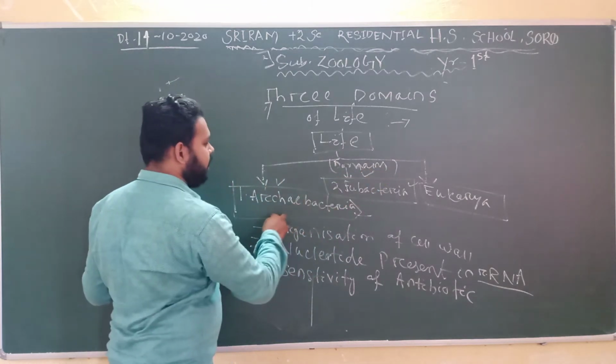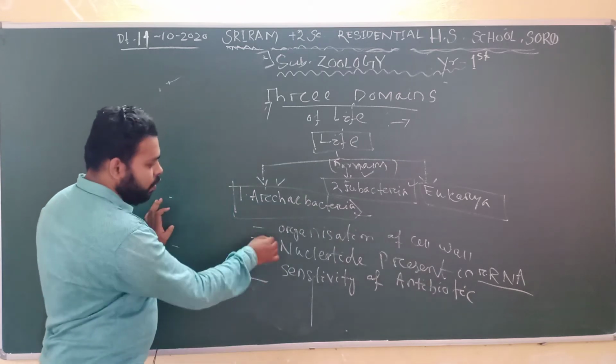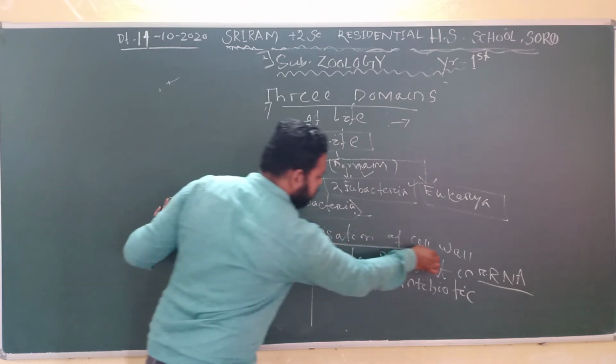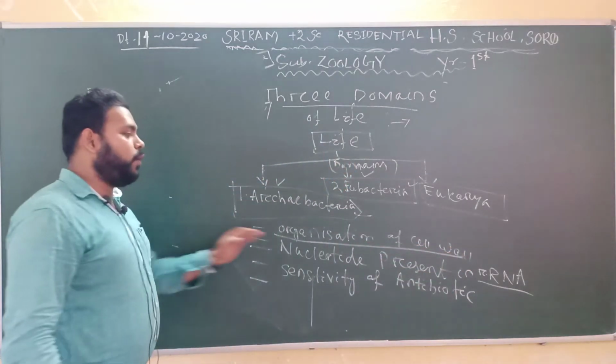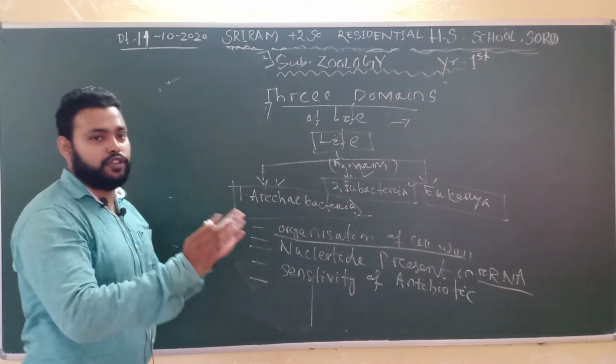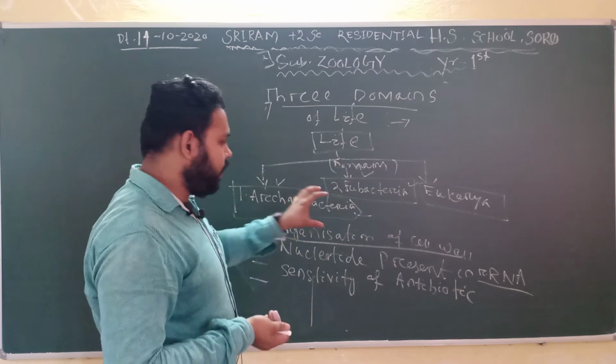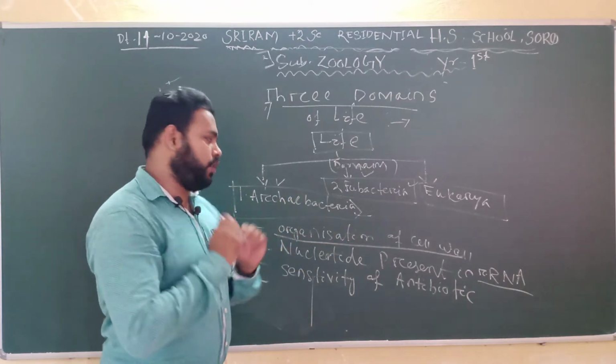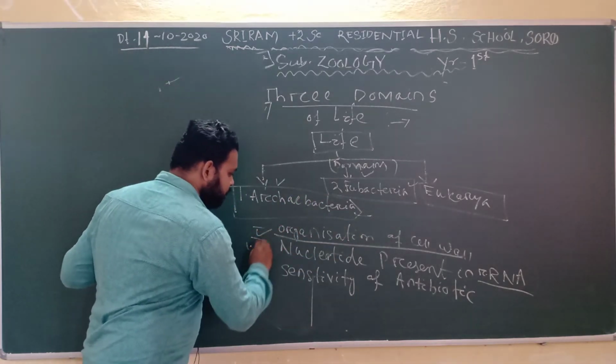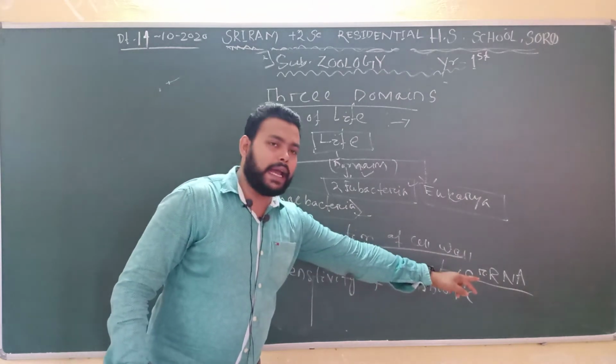One is the Archaebacteria and another one is the Eubacteria. What is this? Organization of the cell wall. Cell wall organization dekhile se kichi difference rahichi, kichi prokaryotic cells, prokaryotic type of living organism re jo character ku se consider kariki dui ta type kari paribe. Au kon character consider kale, nucleotide present in the rRNA.